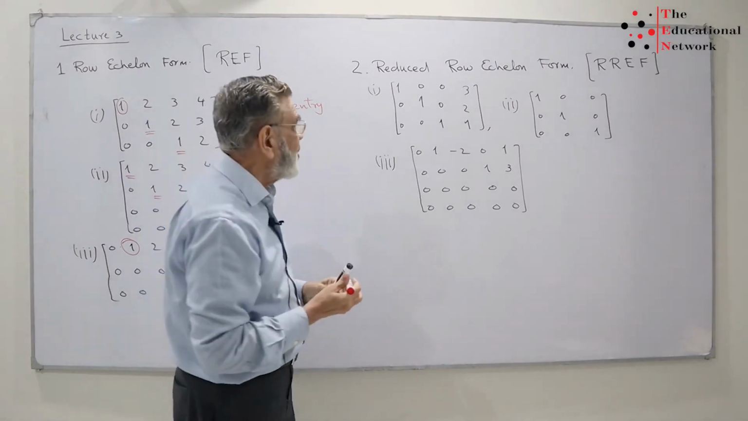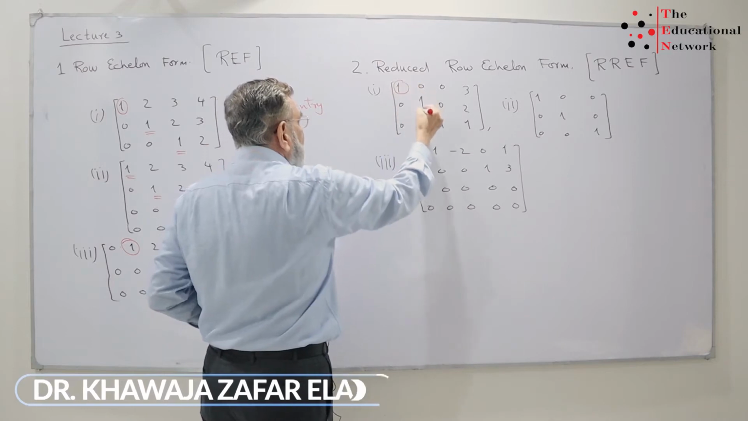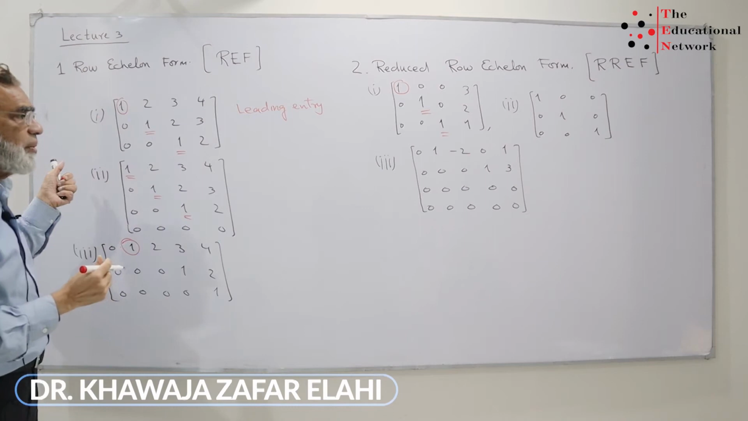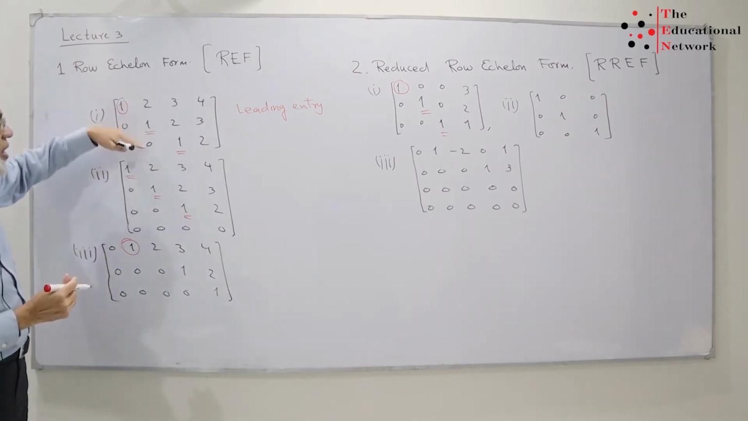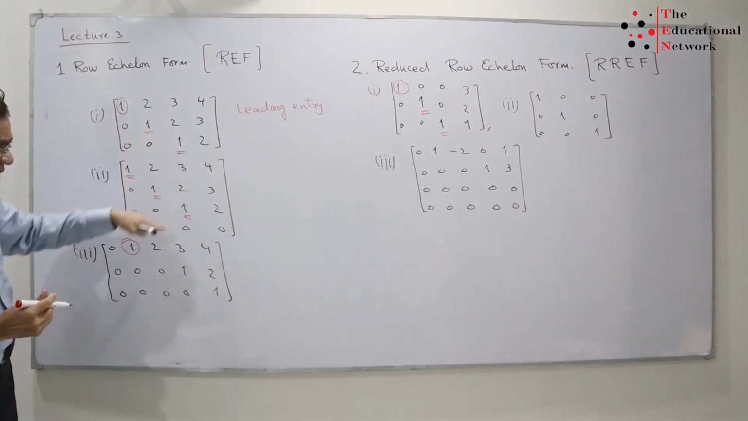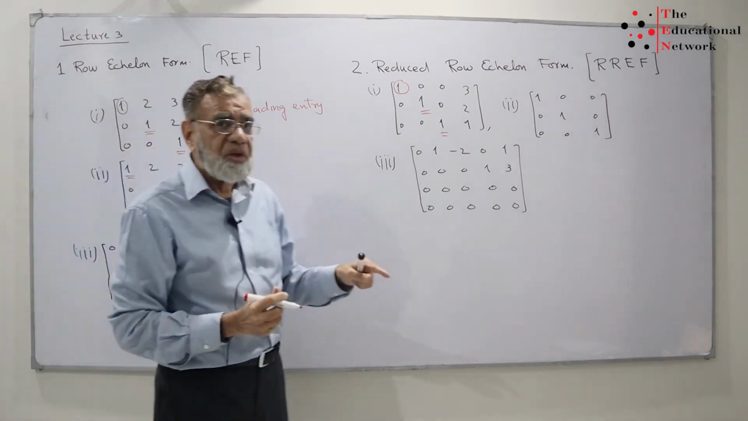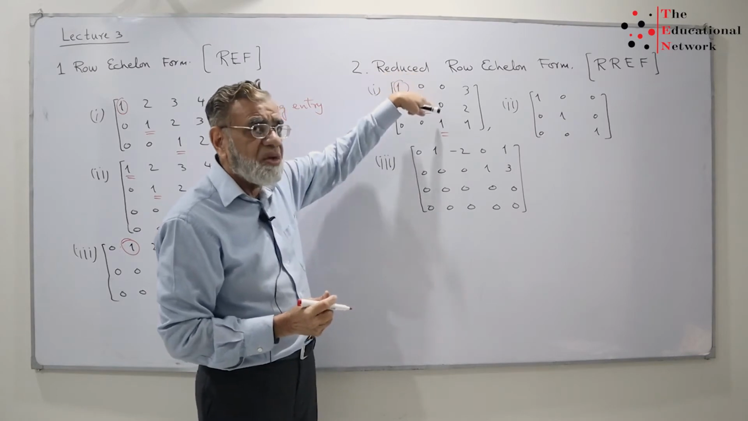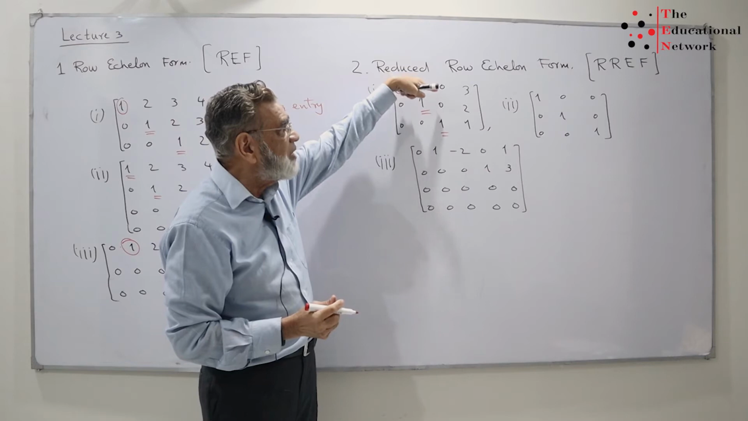In reduced row echelon form, again, each row is starting from the leading entry, and the next leading entry is coming on the right, just like the row echelon form. What's the difference? In row echelon form, below the leading entry in the column, the other values were 0. Here you can see this leading entry, and these values are 0. But in reduced row echelon form, in the column of the leading entry, all the values must be 0 except the leading entry. So this is 0, this is 0. This leading entry, these values are 0.